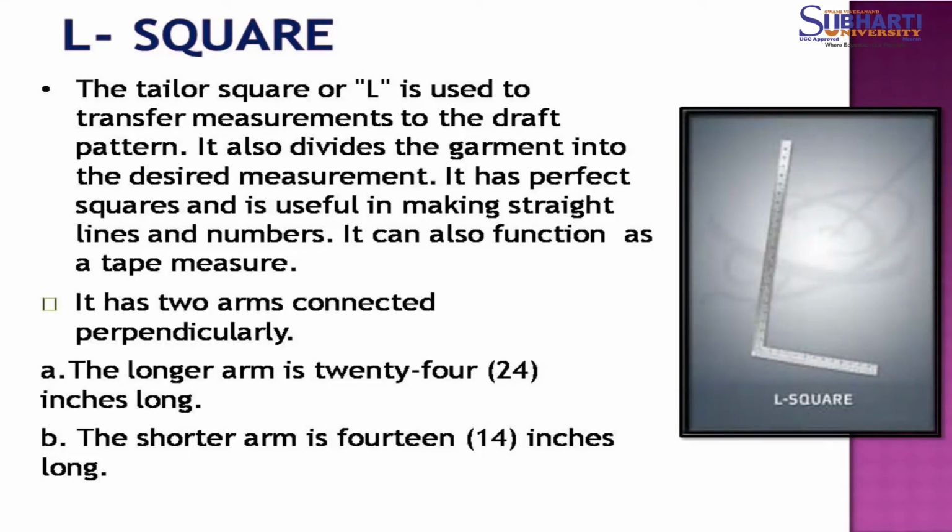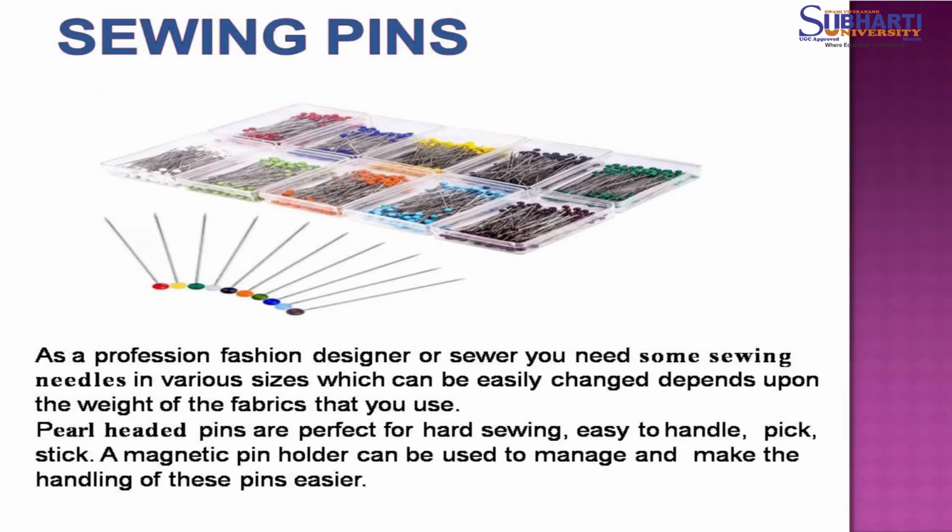It has two arms, as you can see in the figure. It has two perpendicular connected arms. The longer arm is 24 inches long and the shorter arm is 14 inches long. So this was L square.